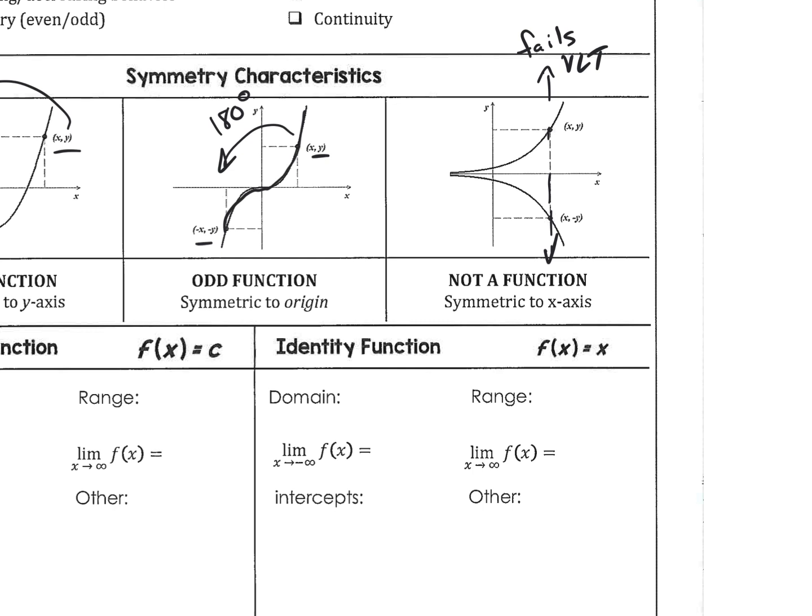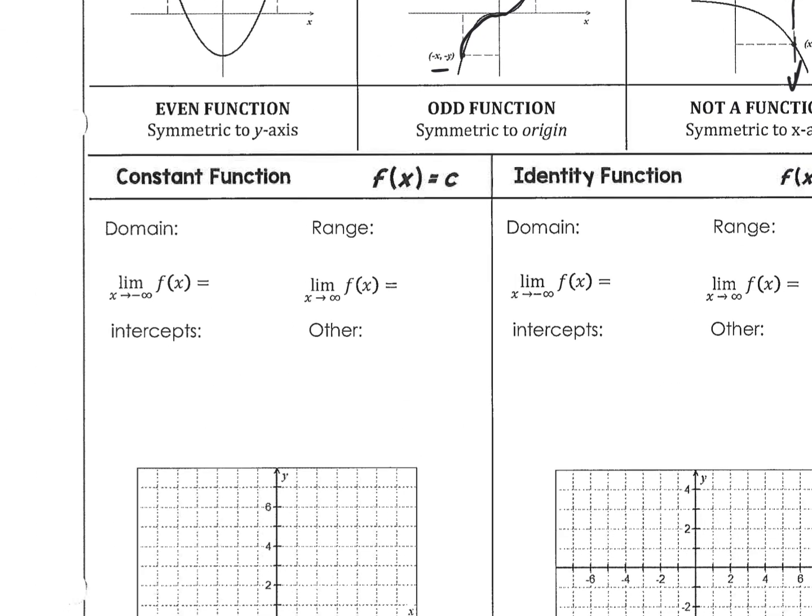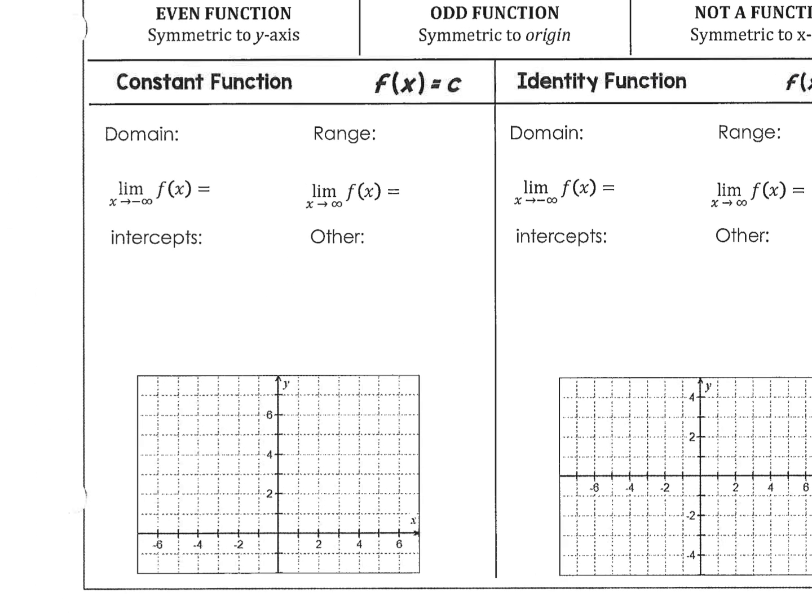All right, so let's go over the basic functions and then we'll talk about how we do transformations, okay? Our first basic function that you need to know is the constant function. This is any function that's written as f of x equals c, or y equals a number without an x. An example of that could be y equals 6 or y equals -2.